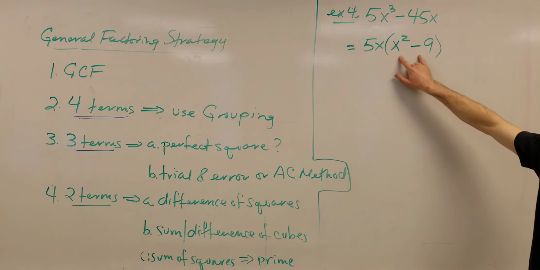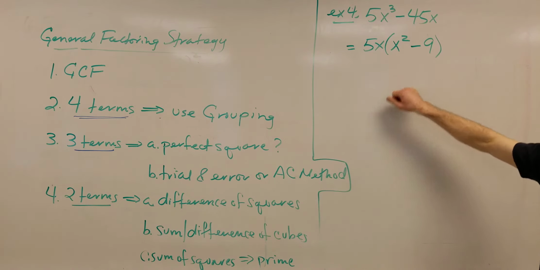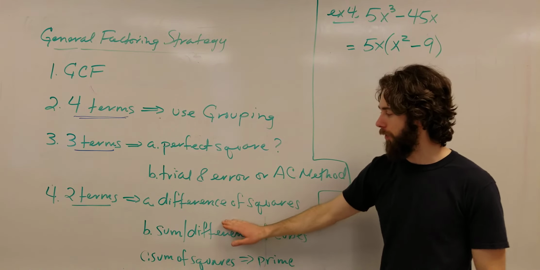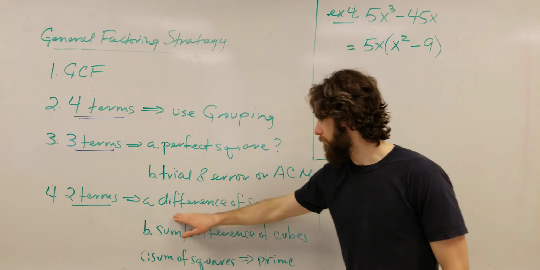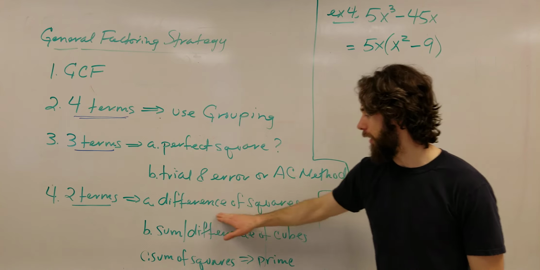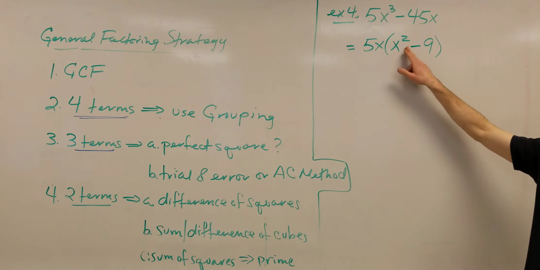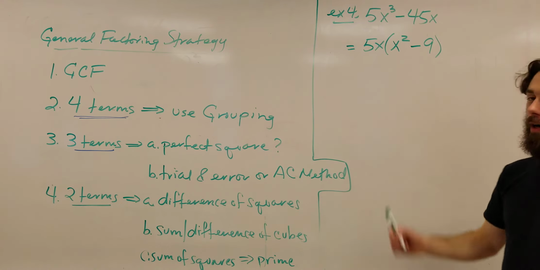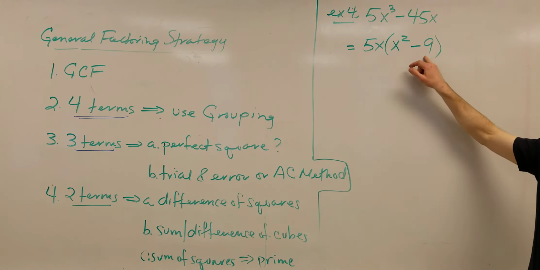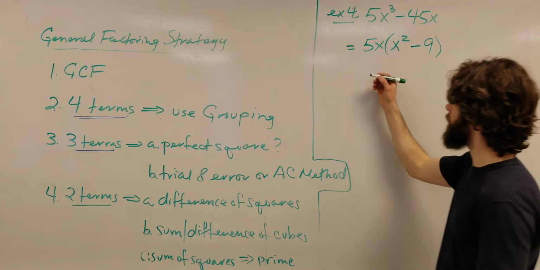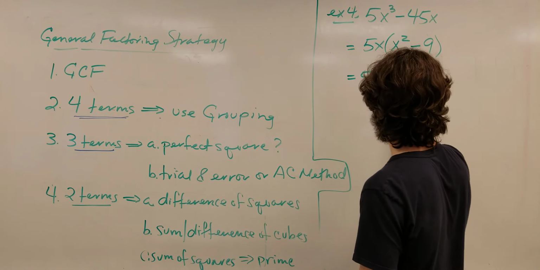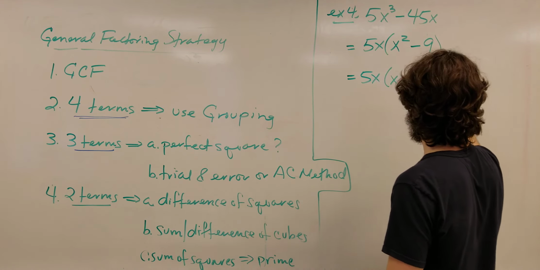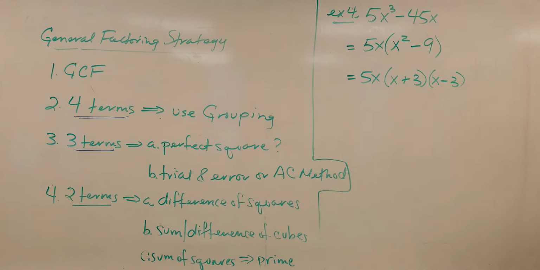But this one, we have a 2-term polynomial. So we need to go down to our 2-term option, and that looks like a difference of squares, right? x squared is a perfect square, 9 is 3 squared. So we know that that will factor as x plus 3 times x minus 3. All right. Now we've got it down to every factor with the power of 1, we're done.